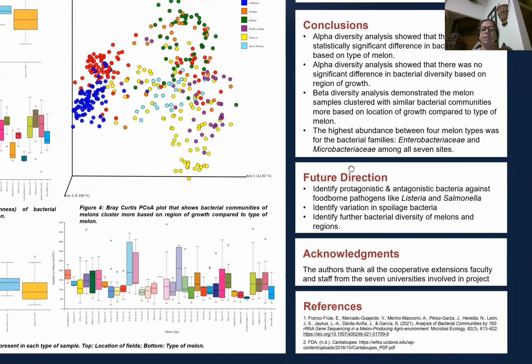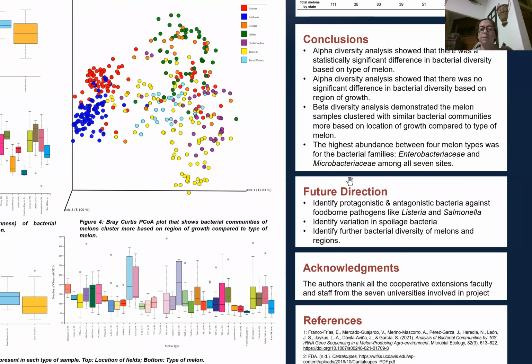So for some future directions, we can use this information to identify protagonistic and antagonistic bacteria that can work against foodborne pathogens like Listeria and Salmonella. This is important, especially for our beta diversity between different regions, because there are some that are prevalent in areas of California and Arizona, since that's where we get most of our melons. It would also be useful to identify variation in spoilage bacteria, as well as further identification of bacterial diversity of melons and regions.